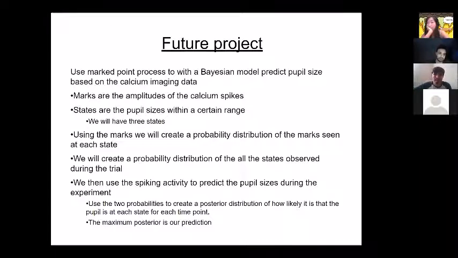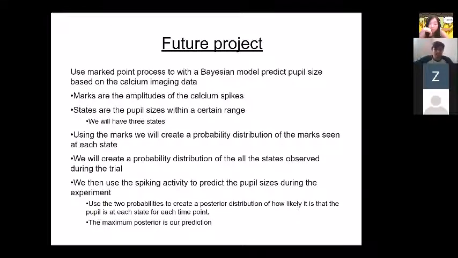We also have another idea we're working on, and it is to use a mark point process along with a Bayesian model to predict the pupil size based on the calcium imaging data, in order to decode the pupil size from the calcium data. So the way this model would work is that a portion of our data would be our encoding model, in which we create distributions of the marks, which are the amplitudes of the spikes.